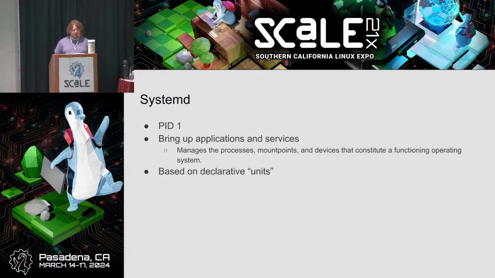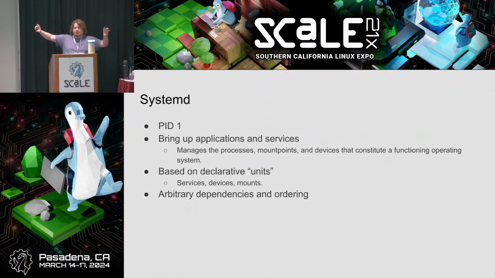And it does so with a concept that is called units, which is a declarative concept. There's a lot of different types of units, but the three we're going to focus on are services, devices, and mounts. And a unit is a logical construct that exists in this dependency graph that says this unit depends on this unit, and this unit depends on that unit, and it allows you to specify things like arbitrary ordering, where you can say this one needs to be after this one, but I don't care how it relates to this other one over here. So this allows you to make very complicated logical graphs of how you want the system to start up.